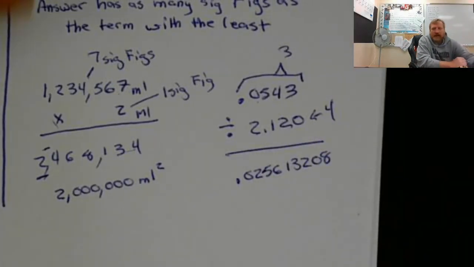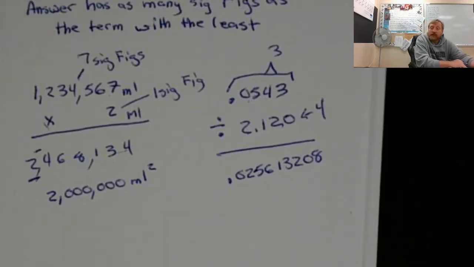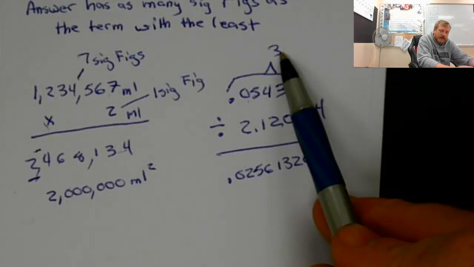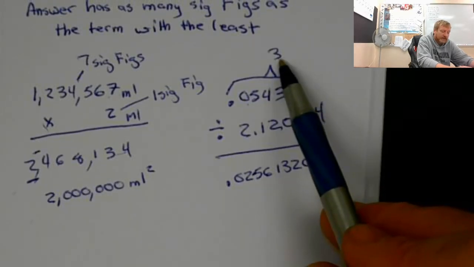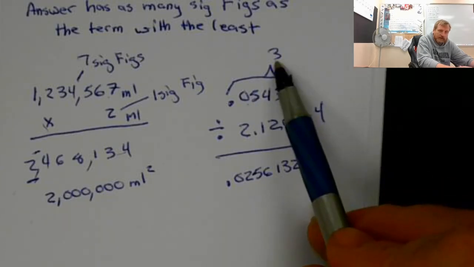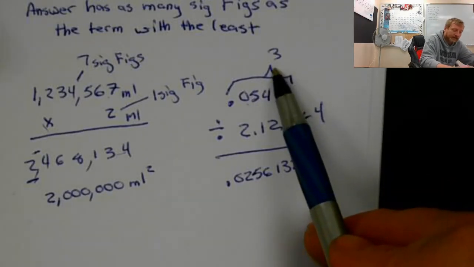0.025613208. And one of the neat things about chemistry as a class is you should never have to ask me where to round things to, because these rules are going to tell you where to round things to. In this case, again, I need to round it so that I have as many sig figs as the least significant. That's that 3. So my answer needs to have 3 sig figs in it.